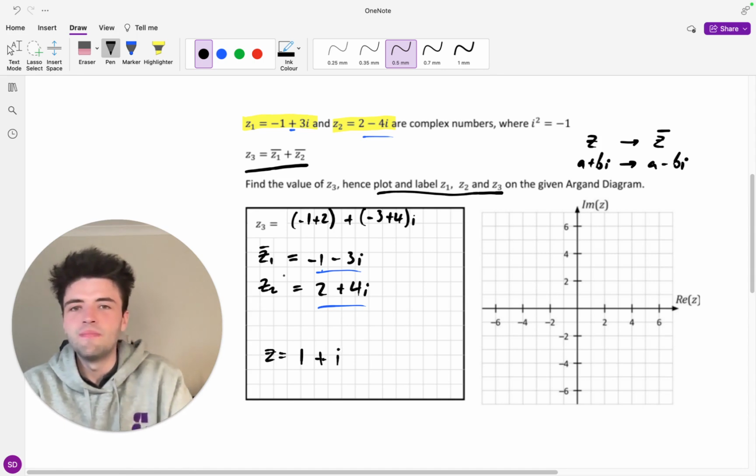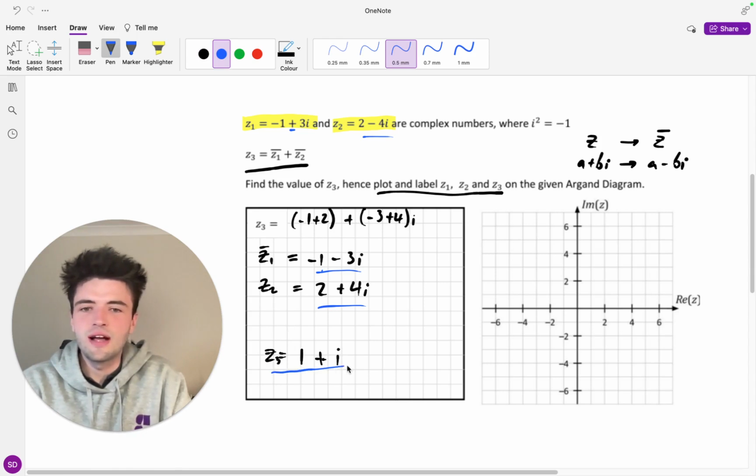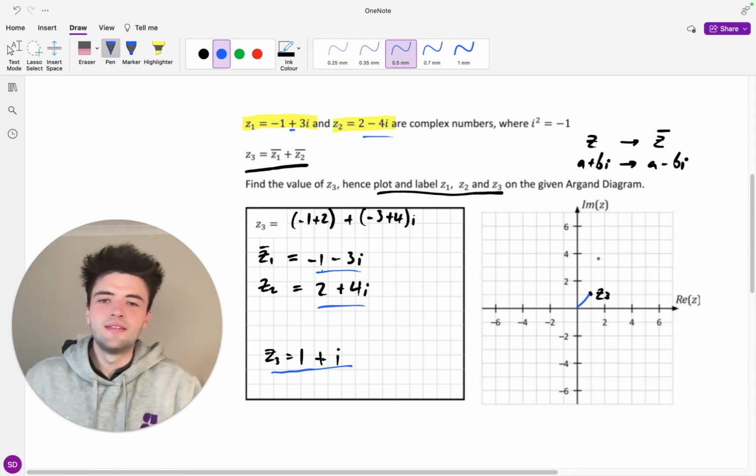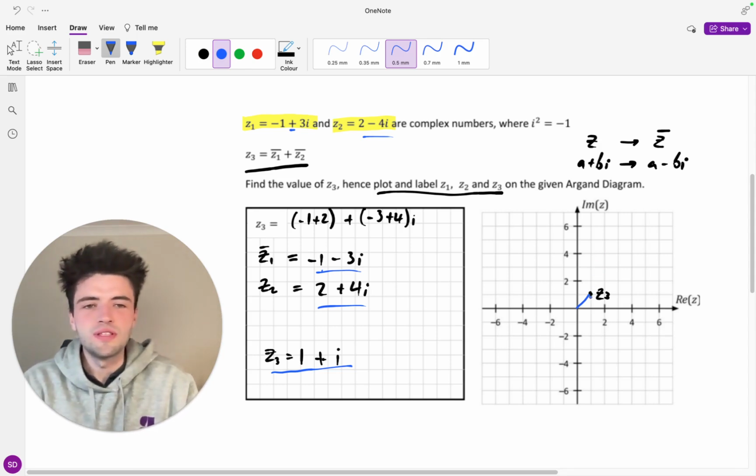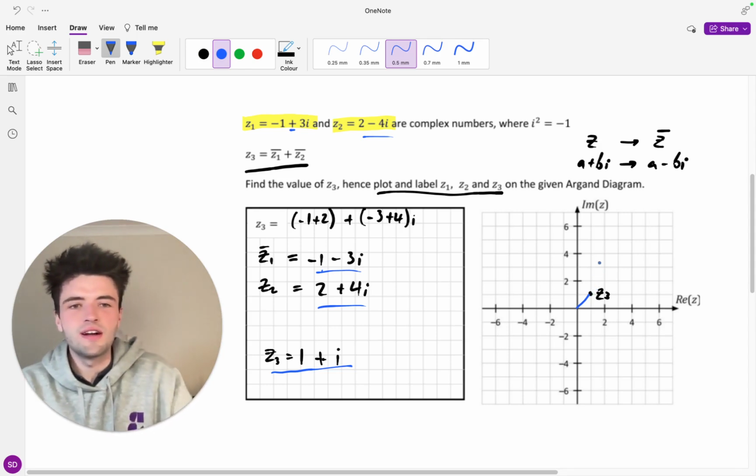So z3, actually just called z here, so I'll fix that. So z3 in this case is going to be the number 1 plus i, and we can start to graph this now. For z3, I just put it at the point 1, 1, so 1 plus i there, and that's going to be grand.